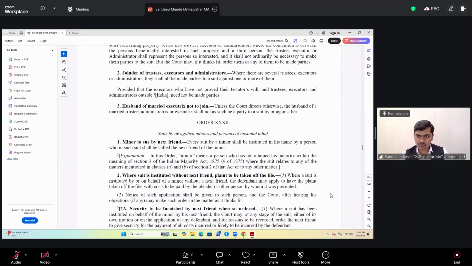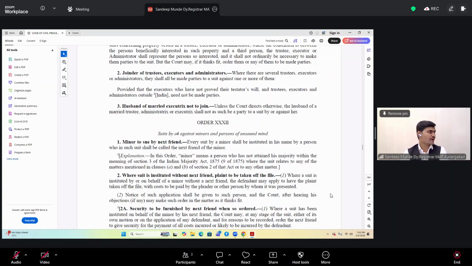Now, over time, the provisions of Order 32 have gained more and more importance. It will be applicable for the JMFC examination. It is also applicable for the district judge examination, and it is especially applicable to the examination of family court judge. Order 32 deals with suits by or against minors and persons of unsound mind.